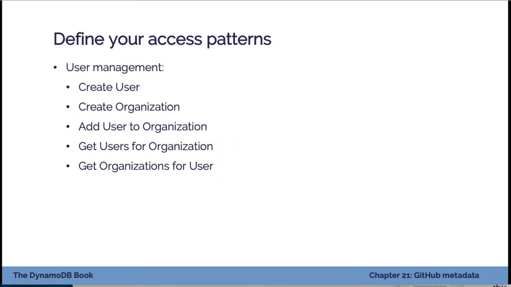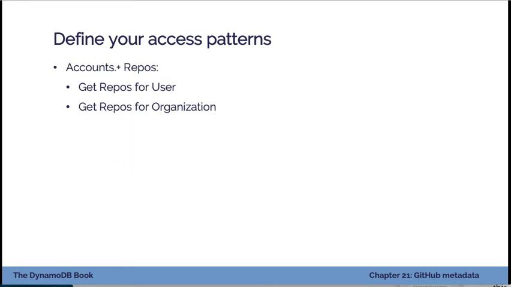Next, there's all the user management access patterns. So create a user, create an organization, add a user to an organization, get all the users for an organization, and get all the organizations for a user. And finally, there's the interaction between accounts and repositories. So you have get repositories for a user and get repositories for an organization.